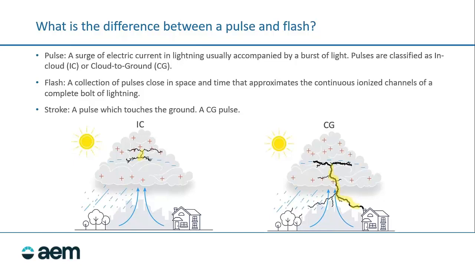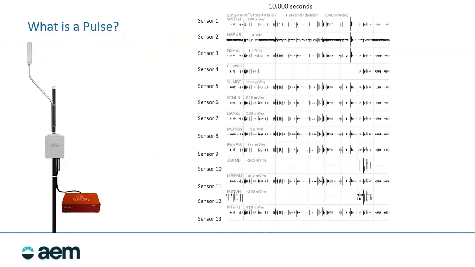And you can see in this example, in cloud lightning, as you see on the left-hand side, that stays in the cloud, and then a CG pulse that strikes the ground in that example there. Again, the flash is the entire current and includes all the little pulses that are included within the flash.